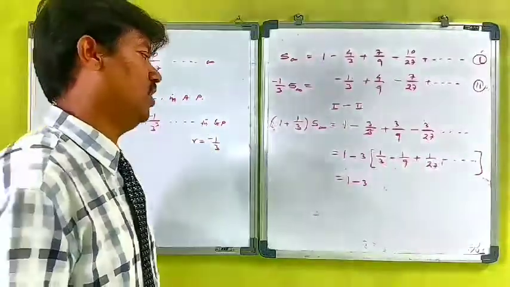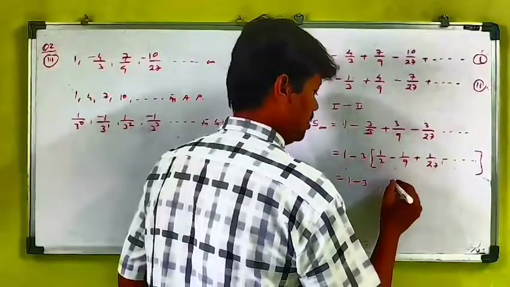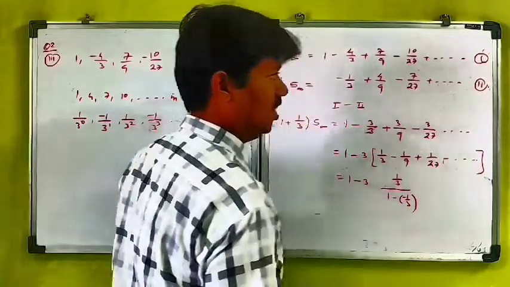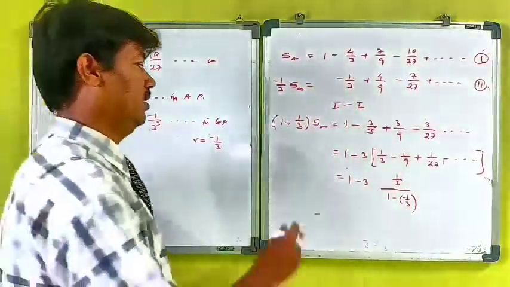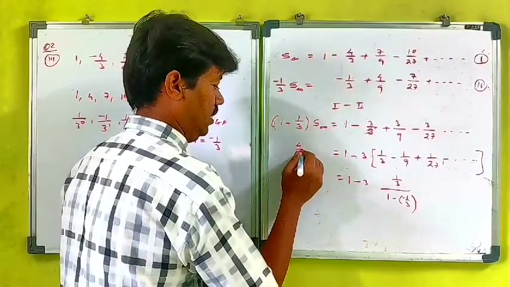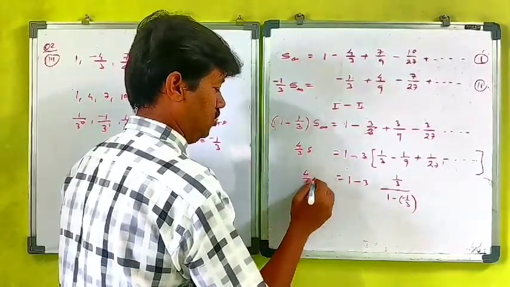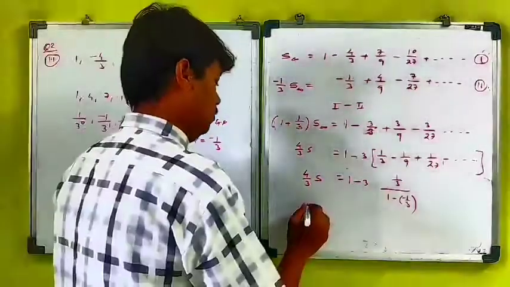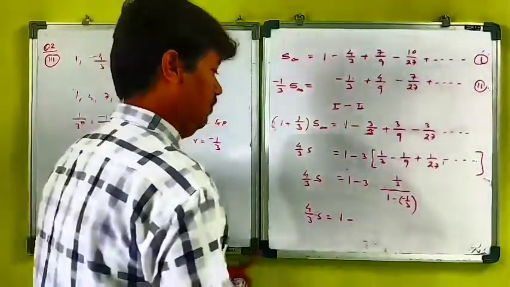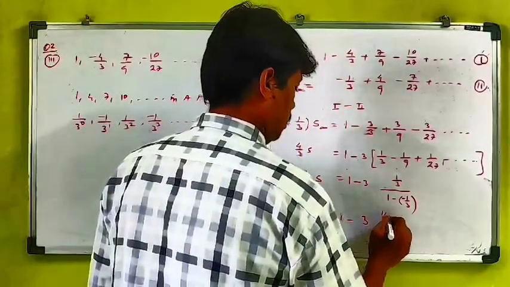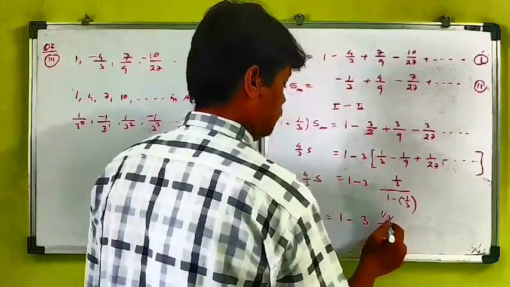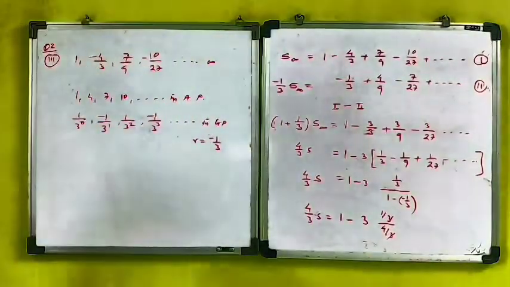The method is same. So it is A upon, so A is 1 upon 3. 1 minus the common ratio, minus 1 upon 3 here. And this is 3 plus 1, that is 4 upon 3 S. So it is 4 upon 3 into S. So this is 4 by 3 S is equal to 1 minus 3 times 1 upon 3, that is 3 plus 1, so it is 4 upon 3. The 3s cancel, so that is 3 by 4.